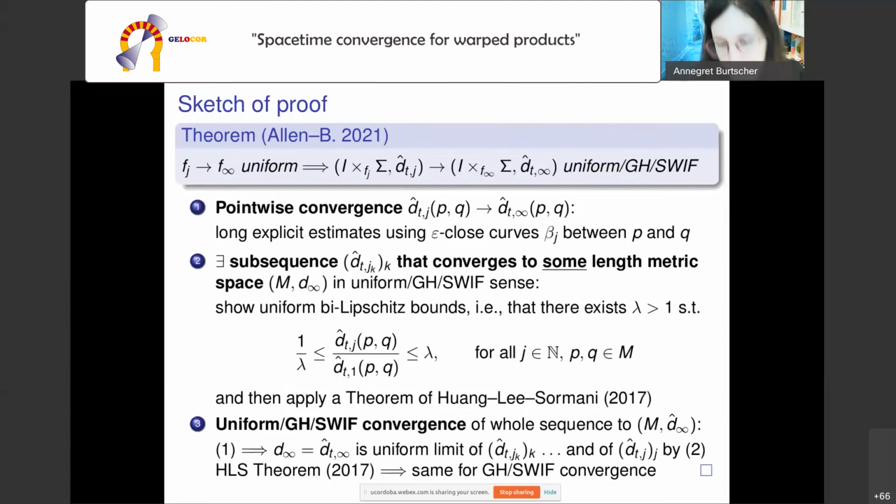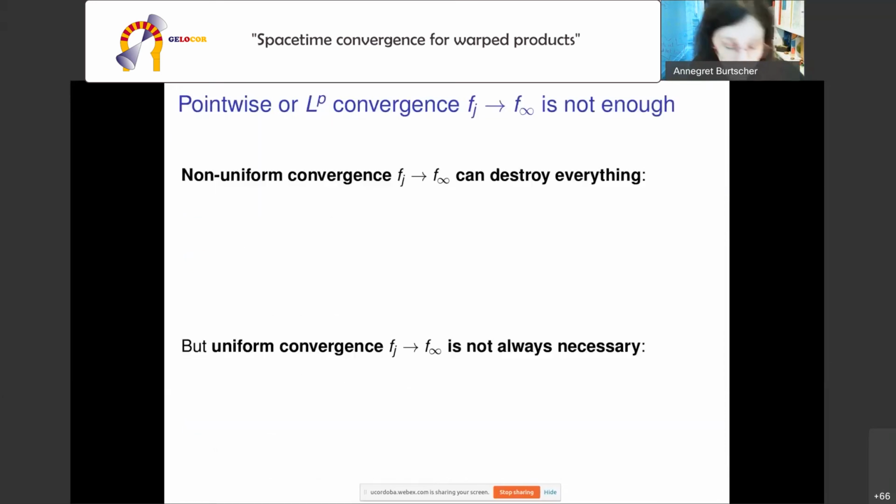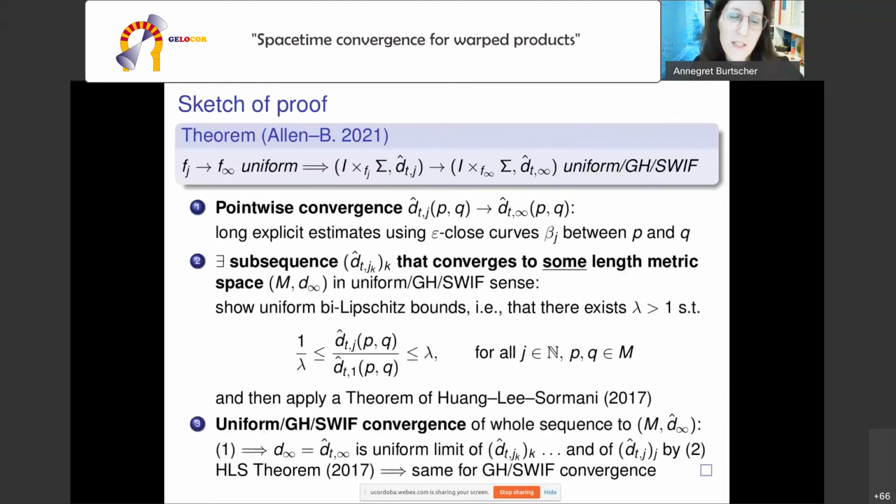I'm not going to say anything about the details. This is just the basic idea, and as I said, the pointwise convergence was also really difficult to establish. You have to do it very carefully. And the question now is, in this theorem we assume that the warping functions converge uniformly. So what would happen if you relax that property?